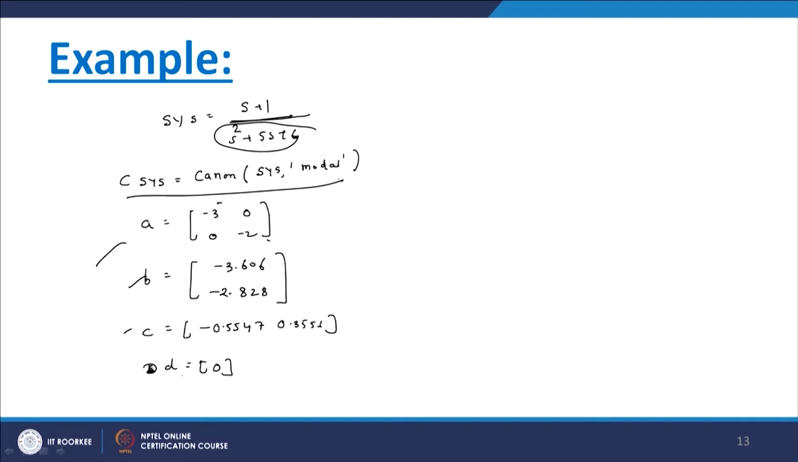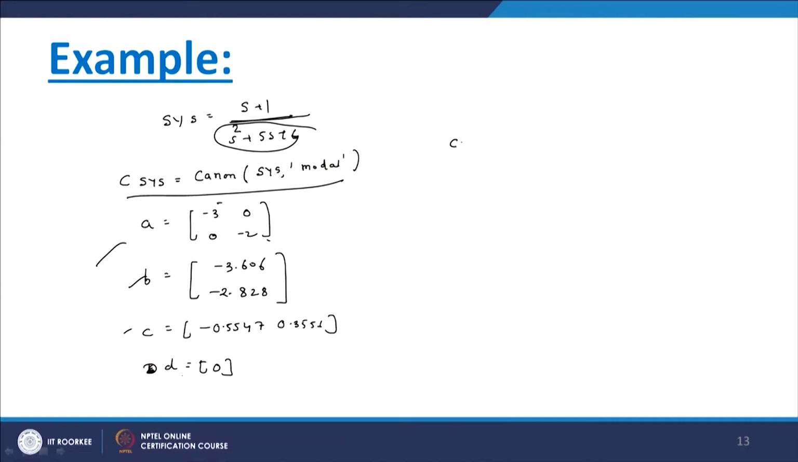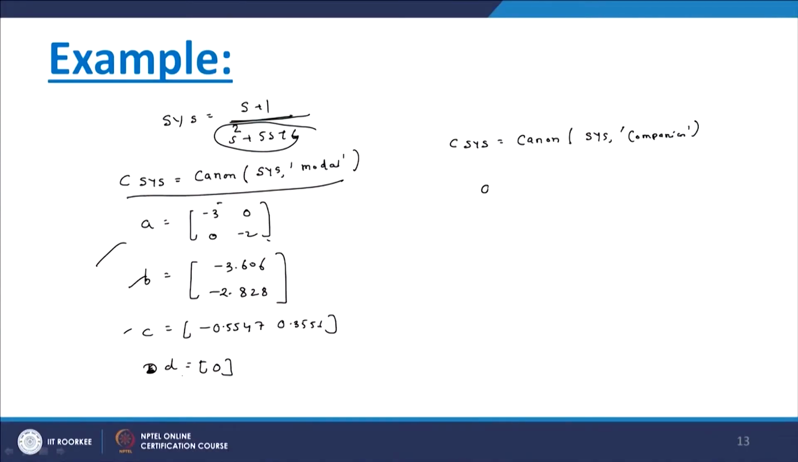Now, we want this system in a companion form. The command which you can use is CSYS equals canon of SYS, and here the type is companion. If you use this command, you will get the result again in terms of ABCD matrices. So, here we get the A matrix as 0 -6, 1 -5, B matrix as 1 0, C matrix as 1 -4 and D matrix as 0.